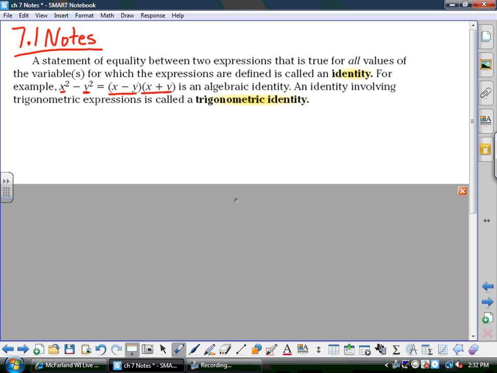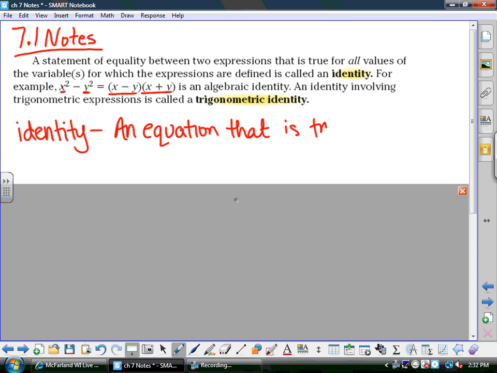The important things we should write down in our notes are the parts that are highlighted. So let's write down a definition for identity. An identity is an equation that is true for all values. No matter what we put in for x and y, it's always going to be true.